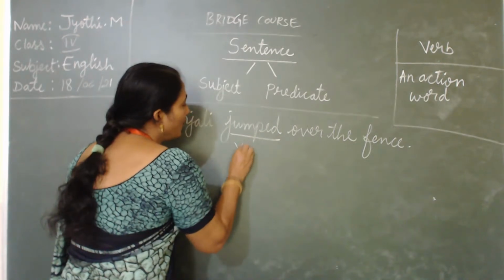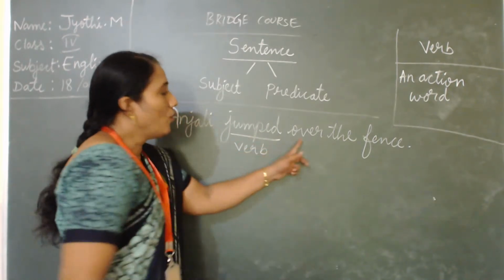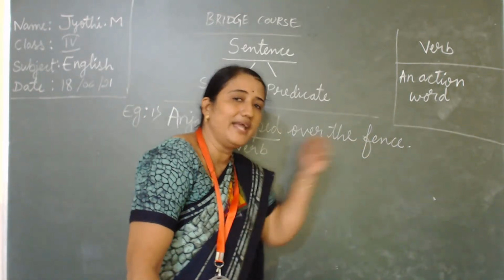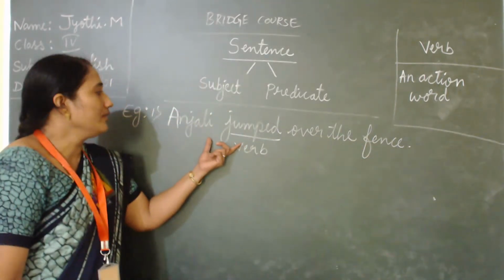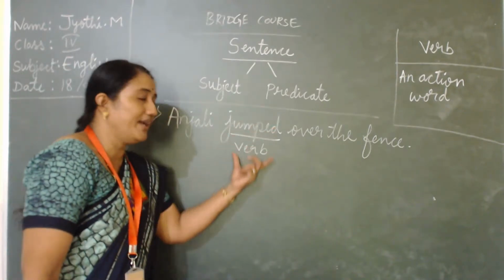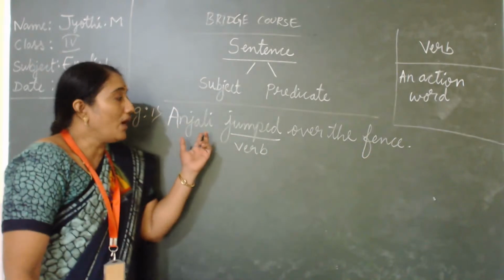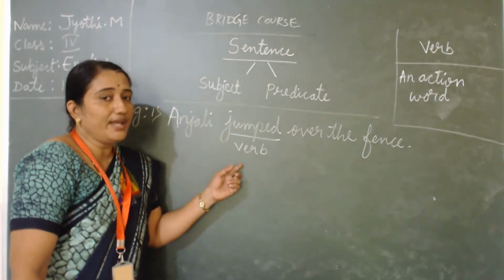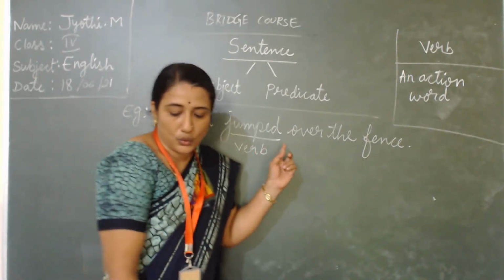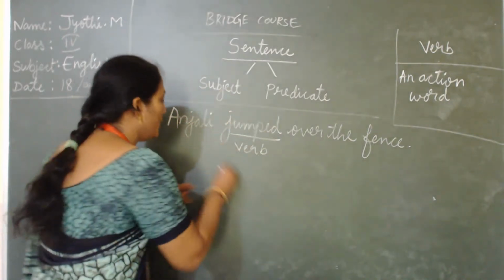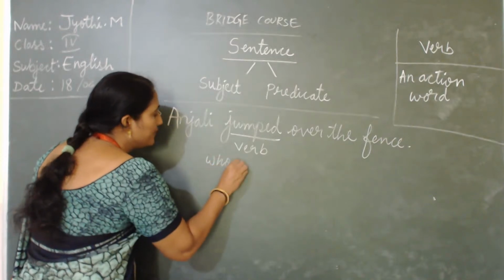First in a sentence, you have to find the verb. Over is a preposition. Fence is the name of a thing. Now, how will we come to know? First, we have to find out the verb, I told you. Then we will come to know who jumped over the fence. Jumped is there here, no? Now you will ask the question: who jumped over the fence?